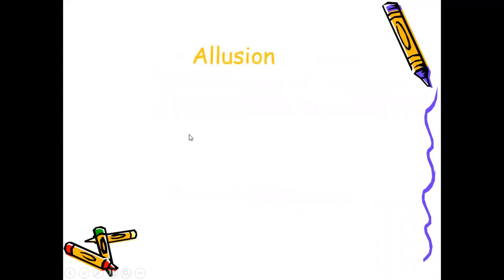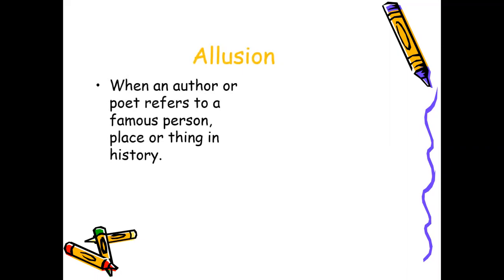The allusion. The allusion is when an author or poet refers to a famous person, place, or thing in history. Like if some author said the pyramids, is this an allusion or not? If some author said Burj Khalifa, is this an allusion or not? Yes, very good. Here, for example, the Midas touch. This is also a historical thing. It's also an allusion. Okay.